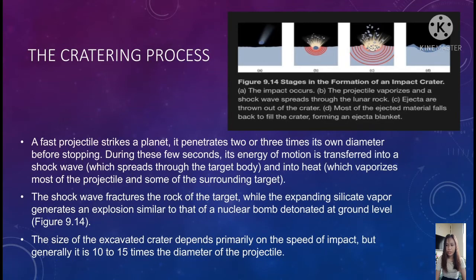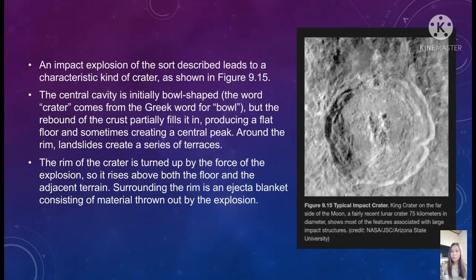The size of the excavated crater depends primarily on the speed of impact, but generally it is 10 to 15 times the diameter of the projectile. An impact explosion of the sort described above leads to a characteristic kind of crater as shown in figure 9.15. The central cavity is initially bowl-shaped. The word crater comes from the Greek word for bowl, but the rebound of the crust partially fills it in, producing a flat floor and sometimes creating a central peak. Around the rim, landslides create a series of terraces.